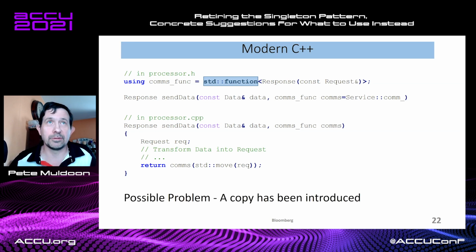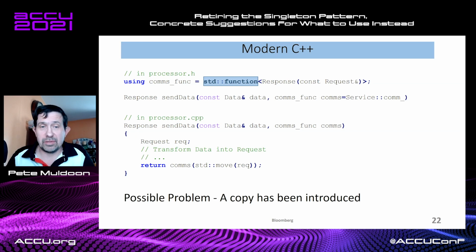And this is what I alluded to earlier. I actually did get this problem happening. So a copy has been introduced. When std::function does its type erasure, it copies in whatever the functor or function that it's going to be using. So over here, we have a comms func, and it's copying in exactly what service.com is.